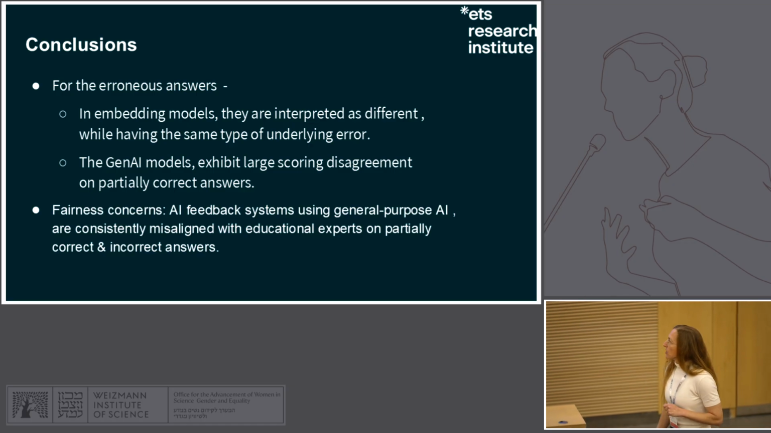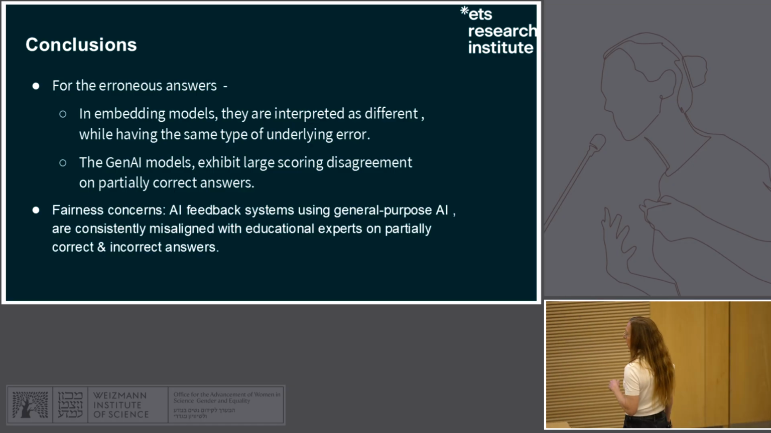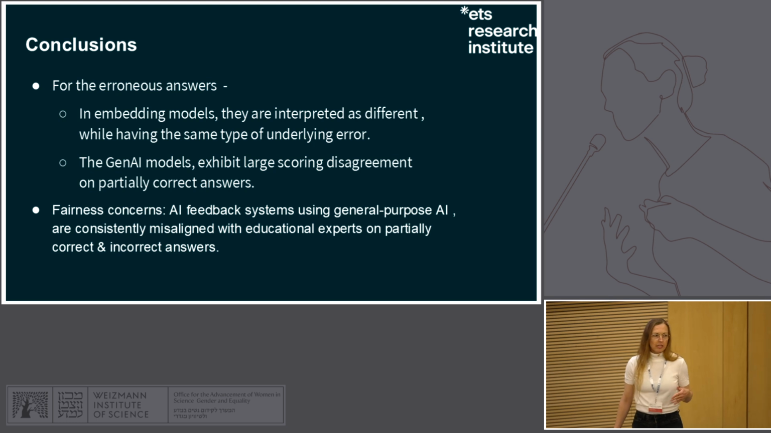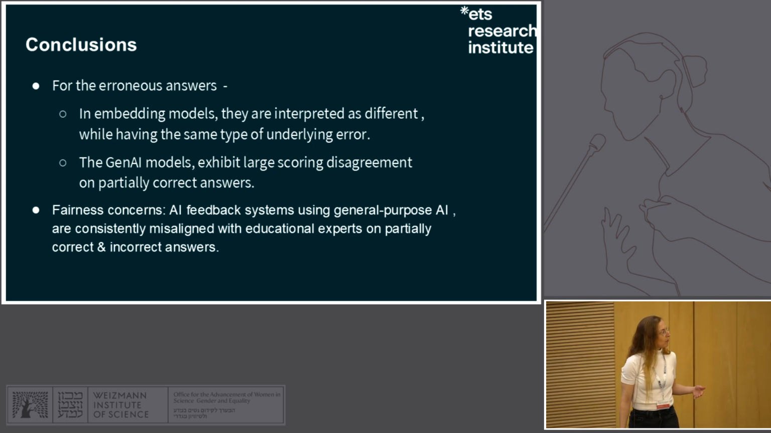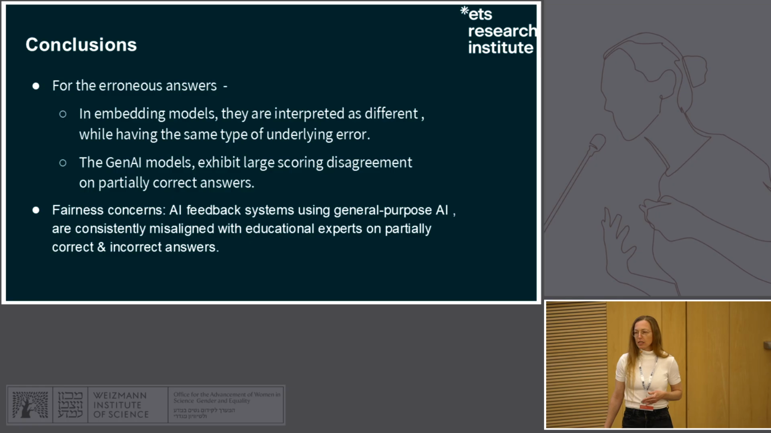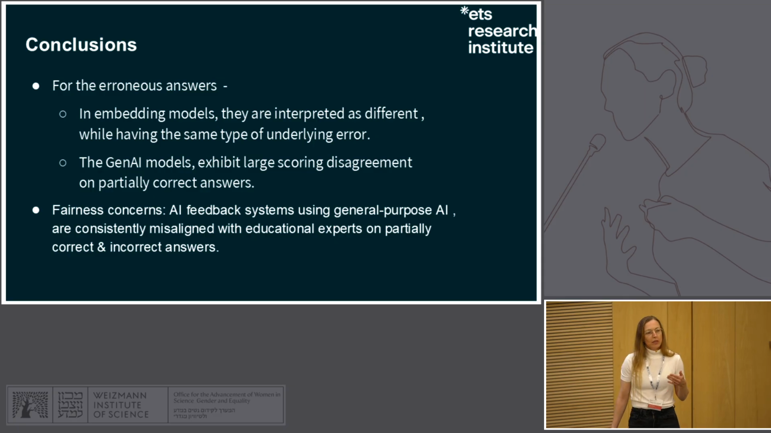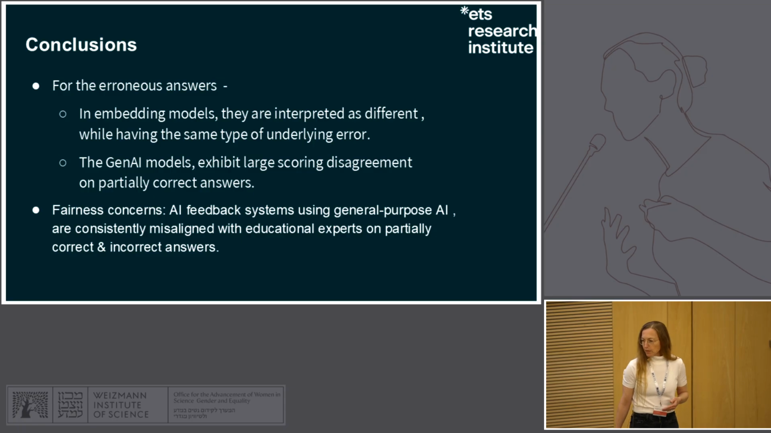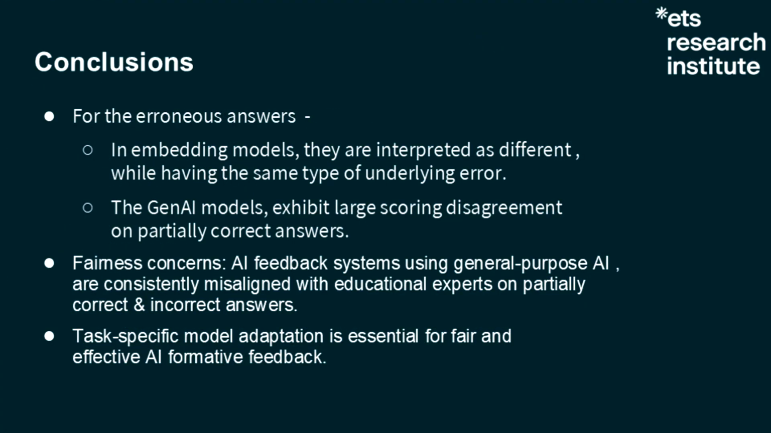So this raises serious fairness concerns on AI feedback systems that utilize general-purpose AI models, as these are consistently misaligned with the educational experts on the partially correct answers and the incorrect ones. But these belong to the students that need the feedback most. So our results imply that task-specific model adaptation is essential for getting effective and fair feedback AI systems.